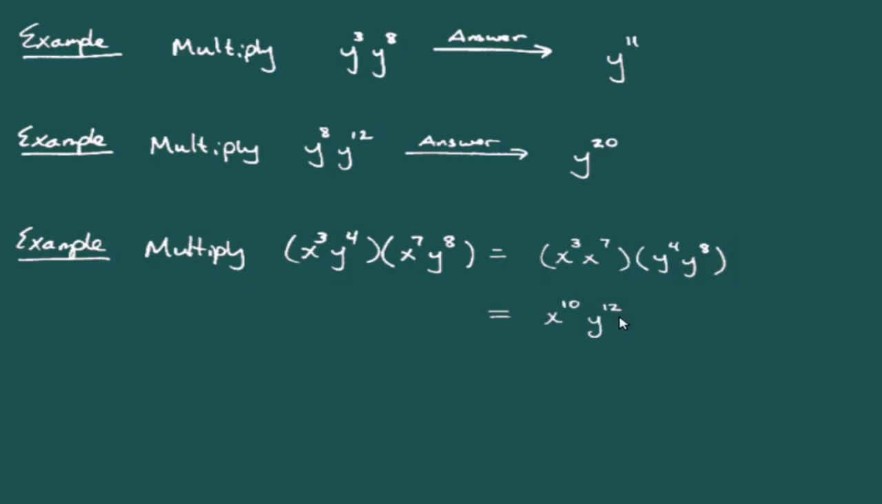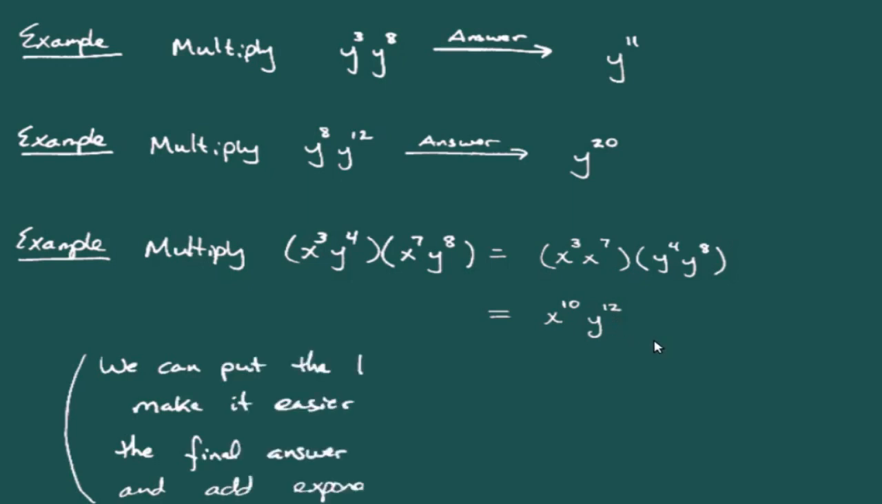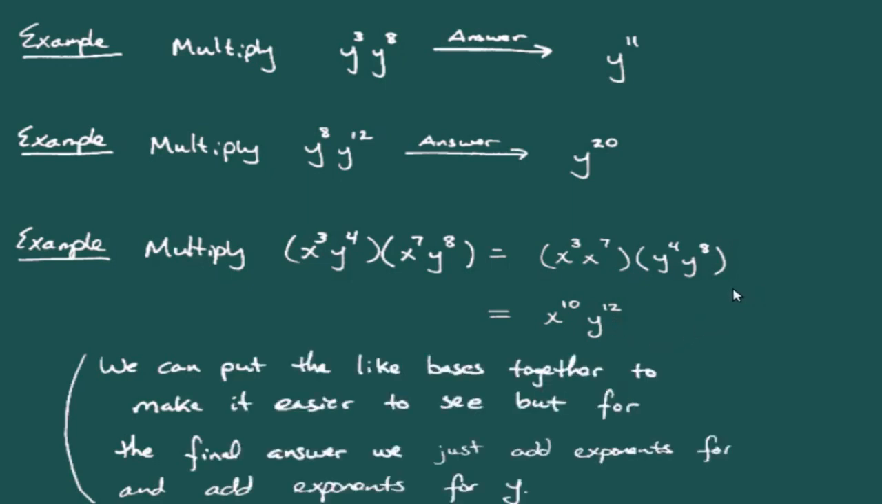And so we can put the like bases together to make it a little easier for us to see, but in the end, for the final answer, we're really just adding all of the exponents on the x's together. We're just adding all of the exponents on the y's together.